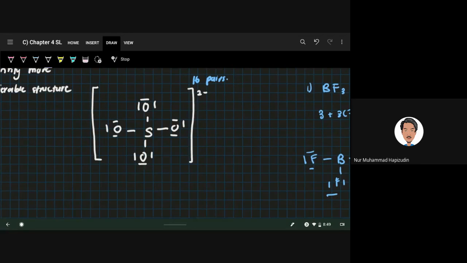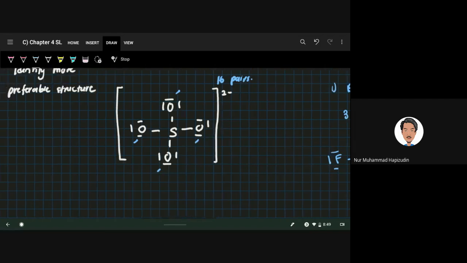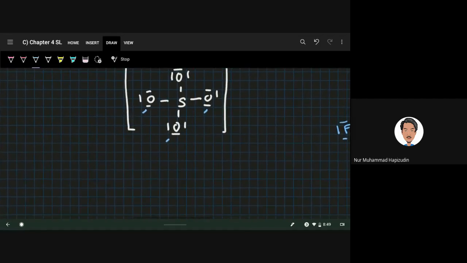And actually each atom in the molecule has its own charge, which is called formal charge. So how to calculate formal charge?